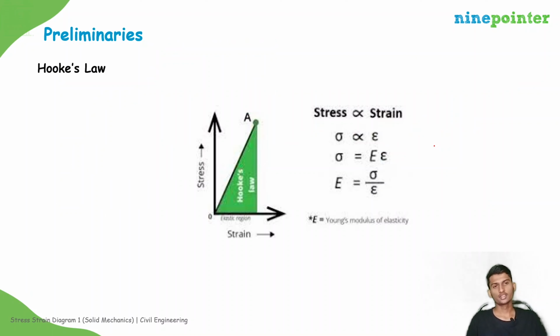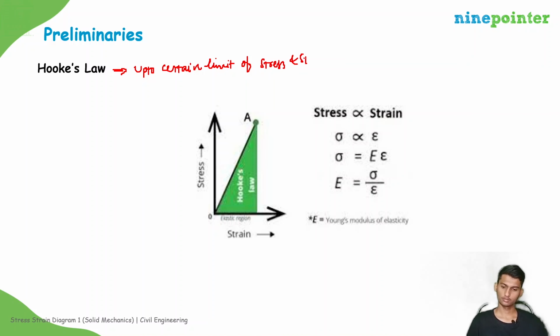So before understanding the stress strain diagram, we need to understand certain concepts. The first one is Hooke's law. What does Hooke's law say? Hooke's law says up to a certain limit of stress and strain, stress will be directly proportional to strain. That is, sigma is directly proportional to epsilon.